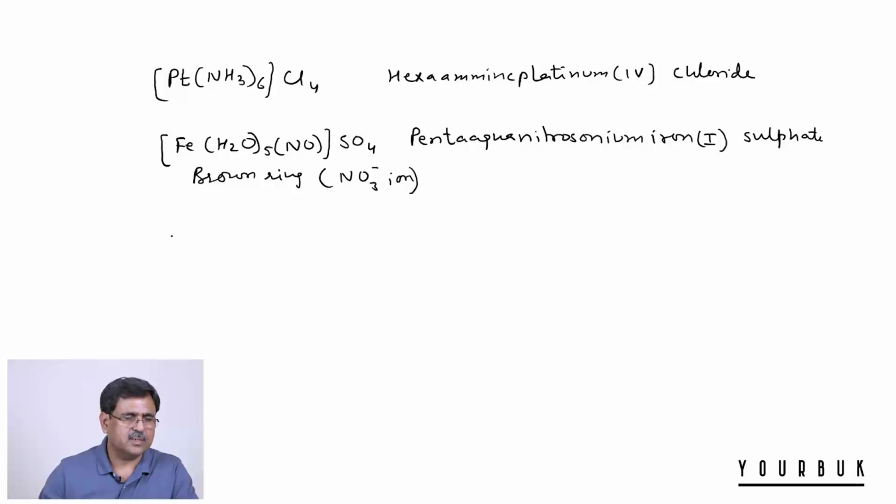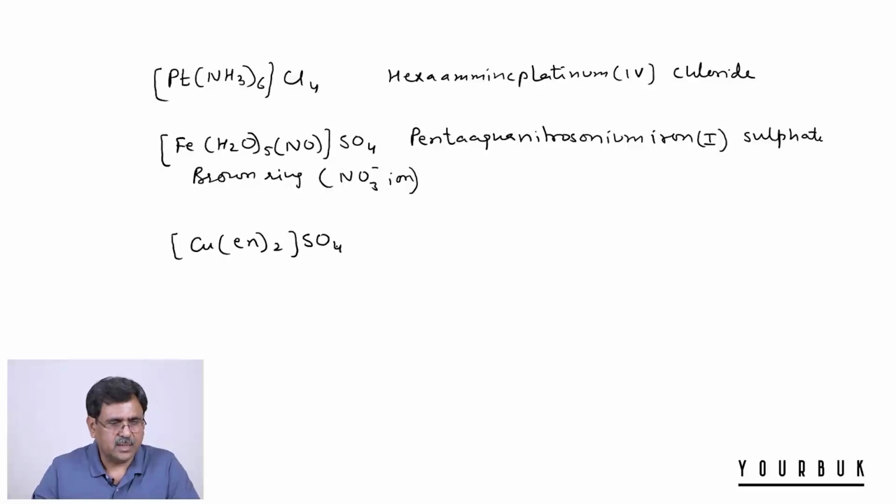Now suppose we are given this example. It's [Cu(en)2]SO4. Now in this case again the cation is complex, but the ligand present in this case is en, and we know that en stands for ethane-1,2-diamine. Now "di" is already there in the name of the ligand. In such cases we cannot again use di, tri as a prefix.